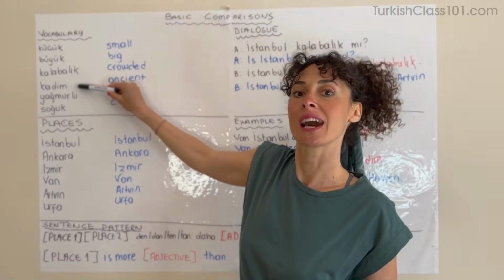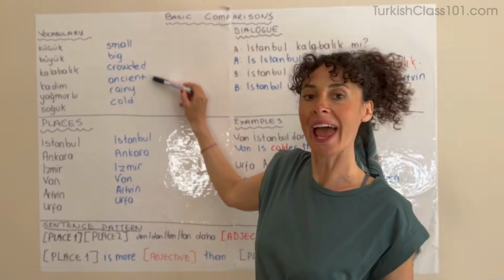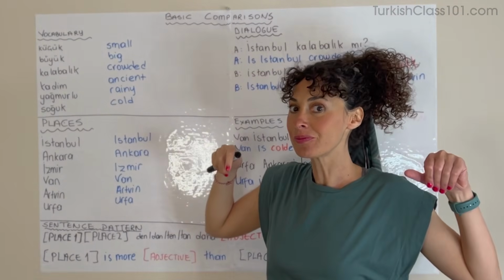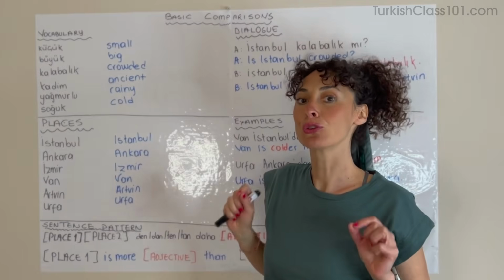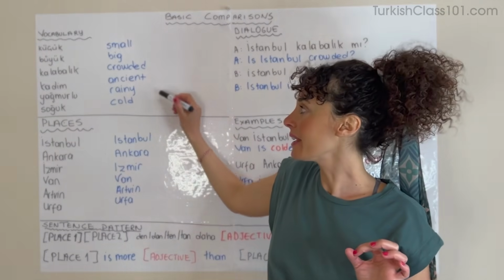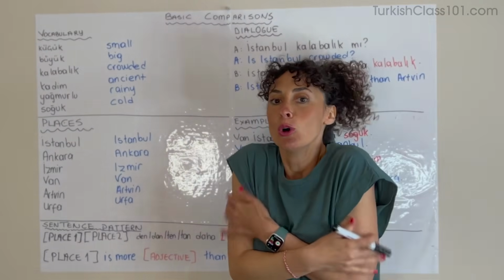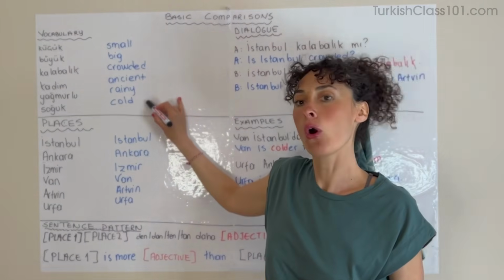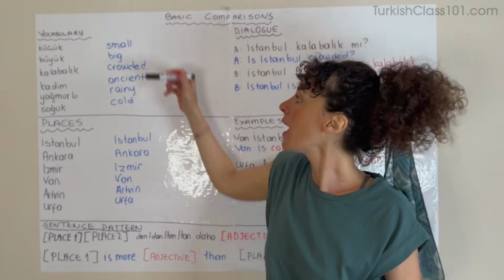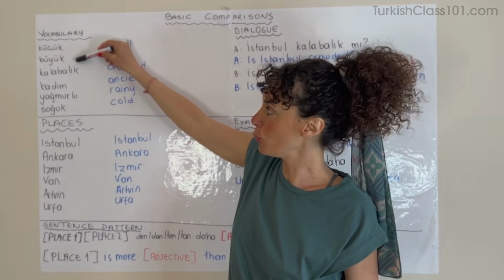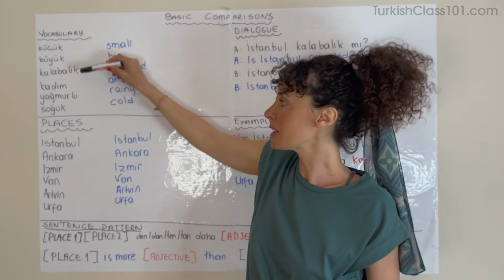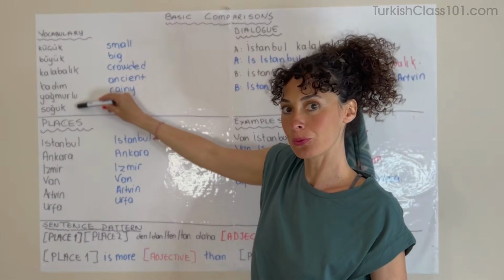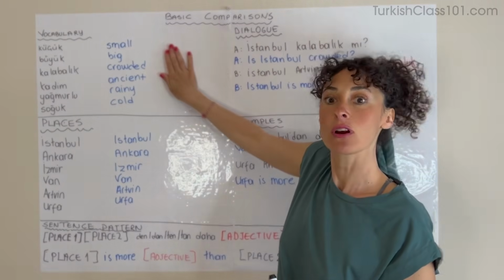Kadim. Ancient. Yağmurlu. Rainy. Soğuk. Cold. Küçük. Büyük. Kalabalık. Kadim. Yağmurlu. Soğuk. Okay, these are our vocabulary.